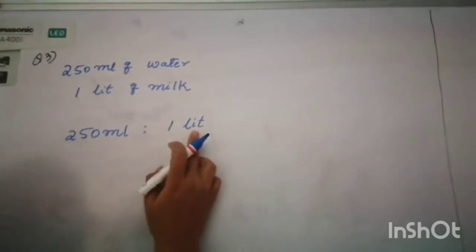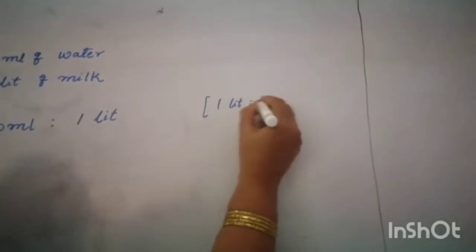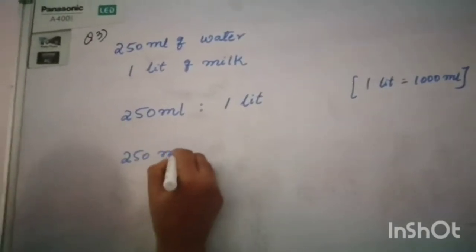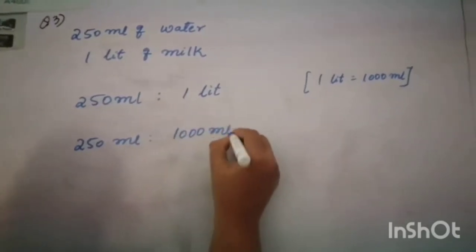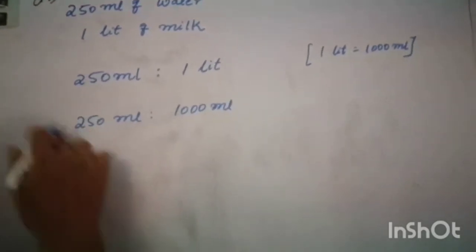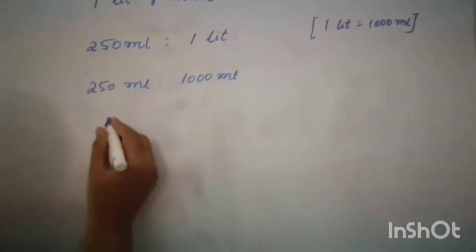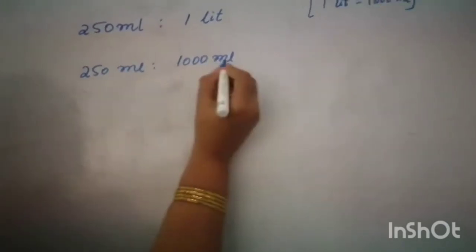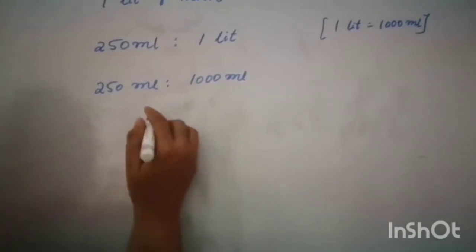We convert liters into milliliters. So 1 liter is equal to 1000 milliliters. So 250 milliliters of water is added to the 1000 milliliters of milk. So now we can compare. What is the ratio? Comparing two similar quantities, milliliters, milliliters. Yes, we can compare two similar quantities by division.